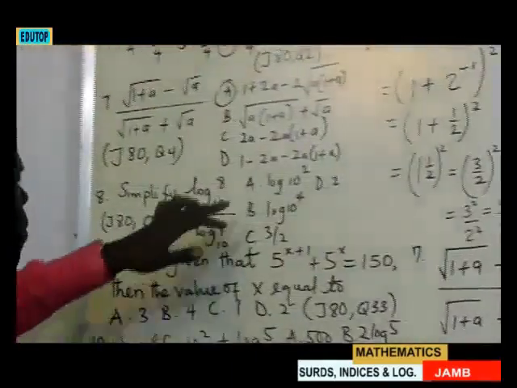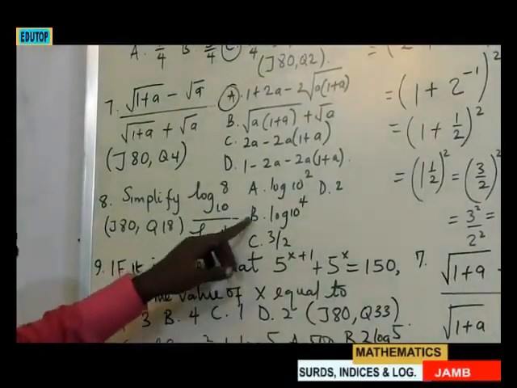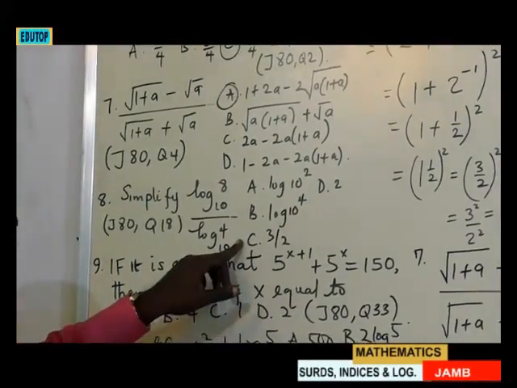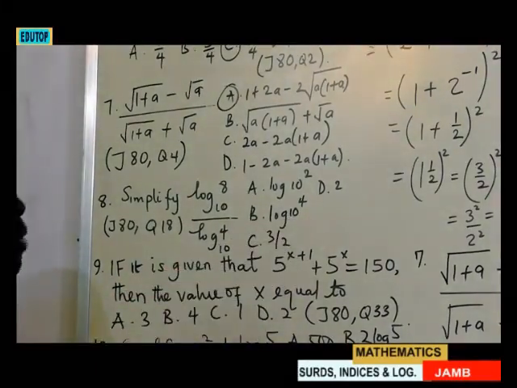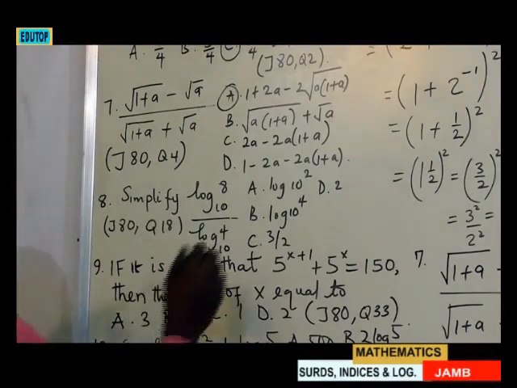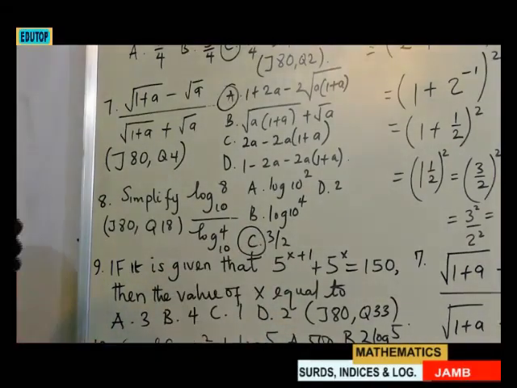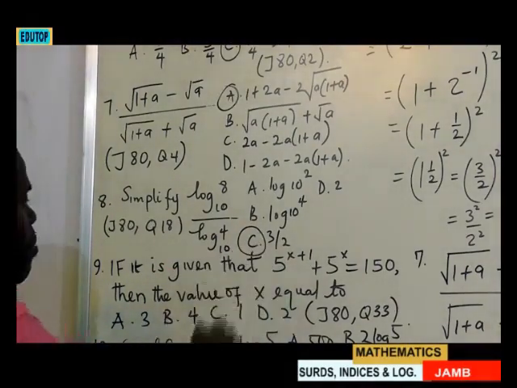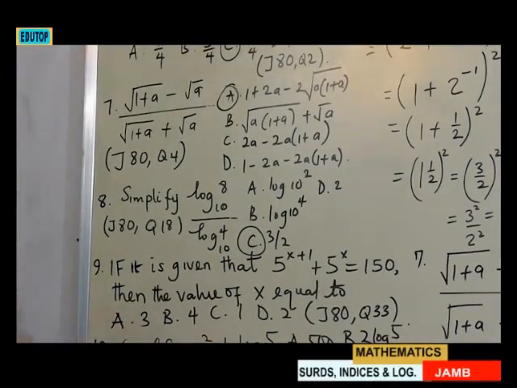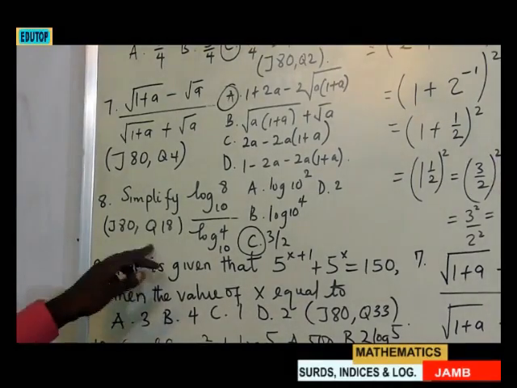So if I come here now, option A can never be, option B can never be, option C, that correlates to what I have, which is 3 over 2. So I will just circle this, and this will definitely be my answer to that particular question.